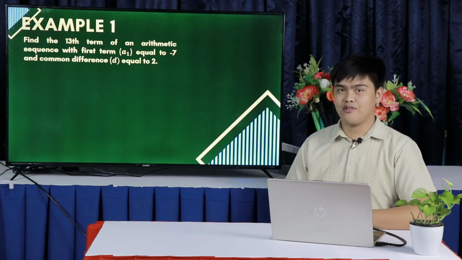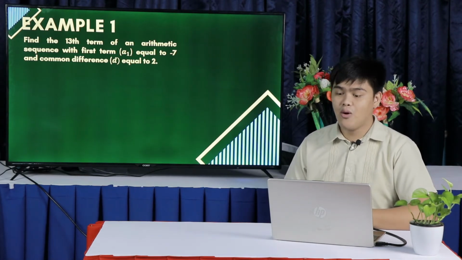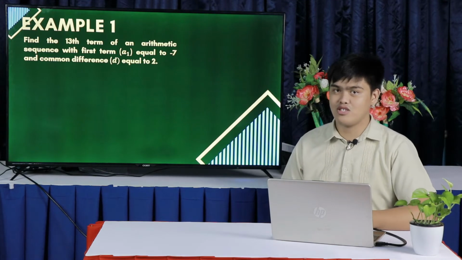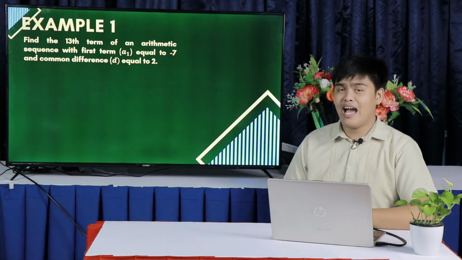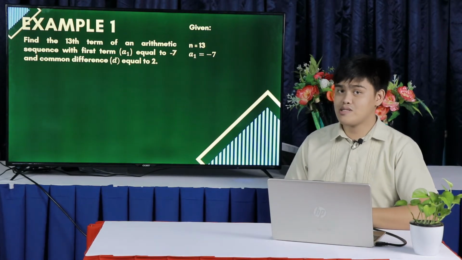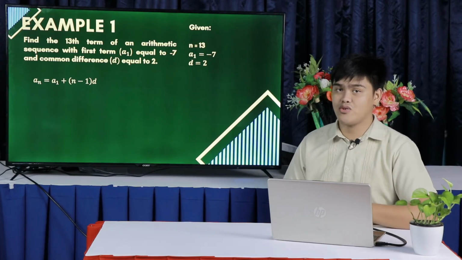For our first example, we will find the 13th term of an arithmetic sequence with first term, or a sub 1, equal to negative 7 and common difference equal to 2. Since we are asked to find the 13th term, our n will also be equal to 13. And the first term is equal to a sub 1, which is equal to negative 7. And the common difference is 2. We now substitute these values into the formula.